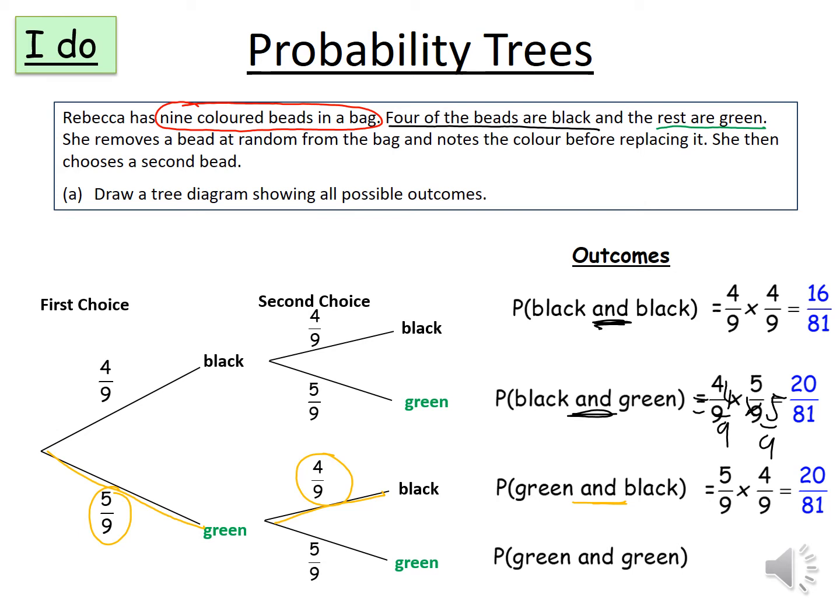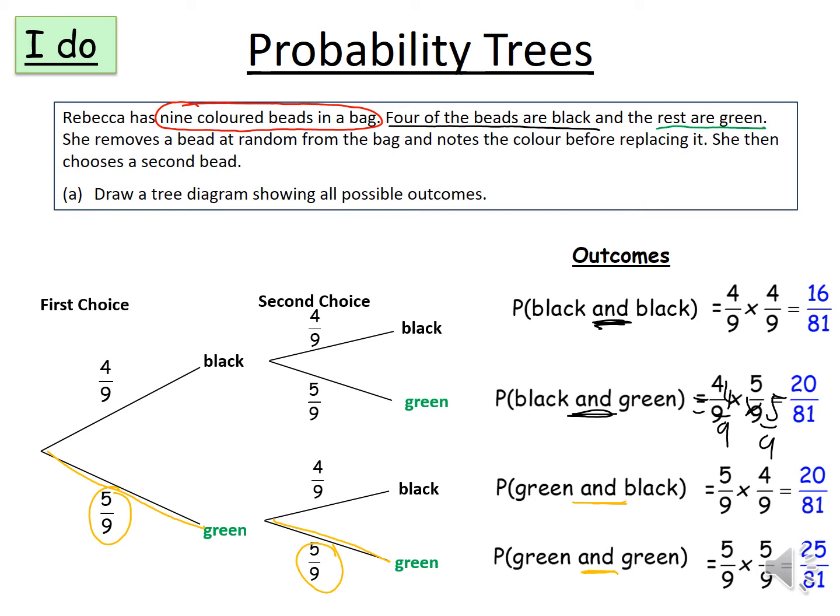Okay, and last but not least, we are going to have a green, and then we're going to have another green. So our 2 probabilities are 5 over 9. Don't forget, again, we have used the term and, so we're going to multiply these 2 probabilities. So 5 divided by 9 times by 5 divided by 9 equals 25 divided by 81.